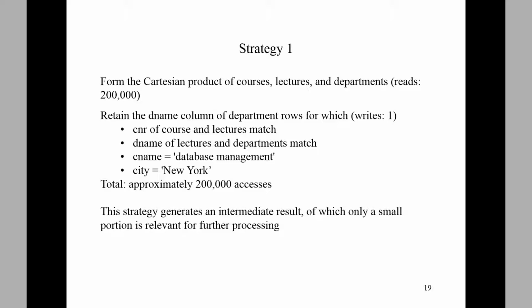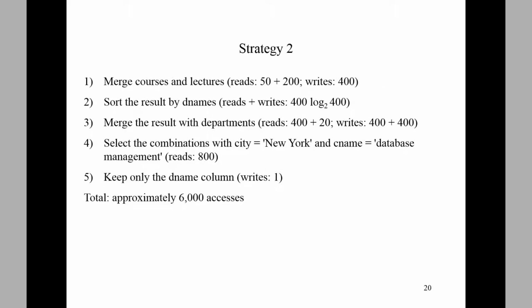But to summarize what strategy 1 did, it generated an intermediate result, a very large intermediate result, of which only a small portion was actually relevant to further processing. So we're looking to perhaps refine this in some way and perhaps reorder operations. So with strategy 2, it says let's merge the courses and the lectures.